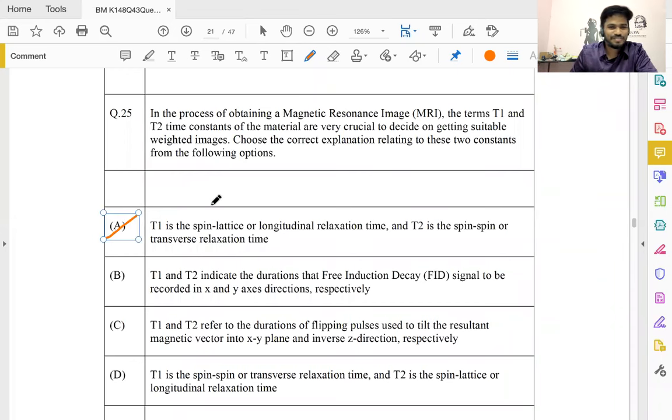We are done. If it's an MCQ, I suppose it's an MSQ. I mean MCQ, not an MSQ, right? So yeah, this is what it is: T1 is longitudinal, T2 is transverse. We are done with it.